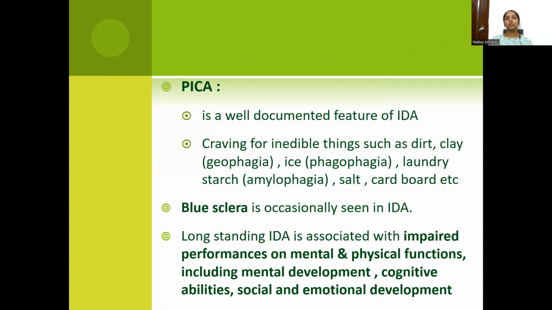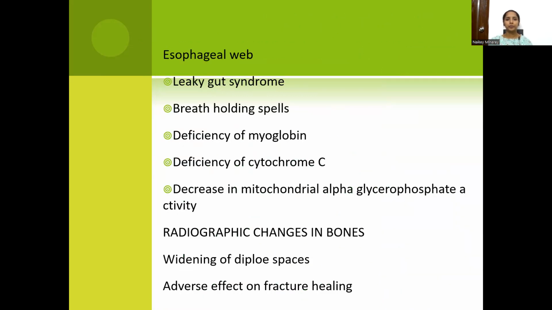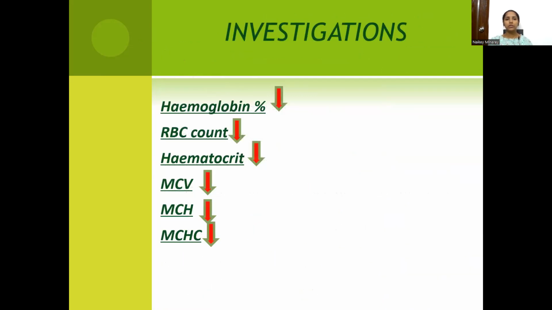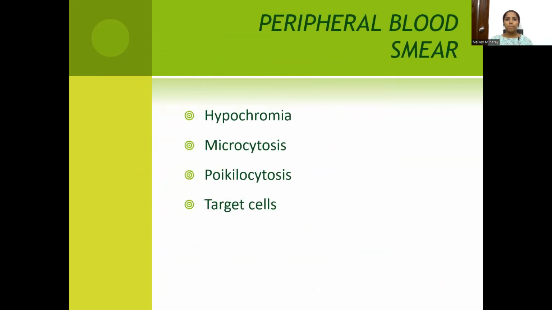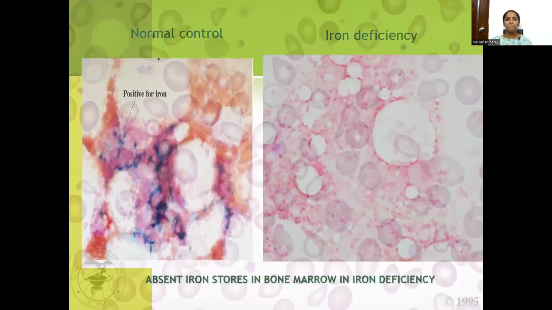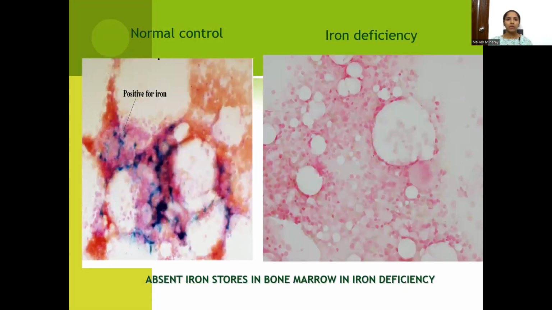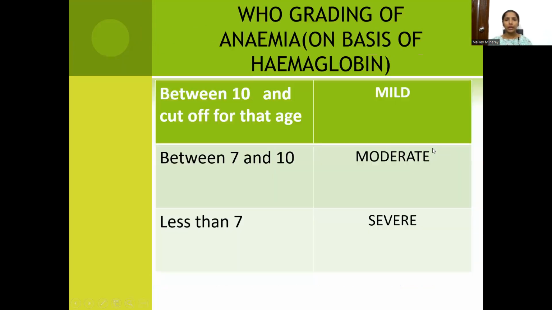In adolescent, school-going children, we have seen decreased mental and physical functions with impaired performance at school. Investigations: in CBC, we can see a decrease in hemoglobin, RBC count, hematocrit, MCV, MCH, and MCHC. Apart from that, in the peripheral smear, we can see hypochromia, microcytosis, poikilocytosis, and target cells. Here we can see absent iron stores in iron deficiency anemia.